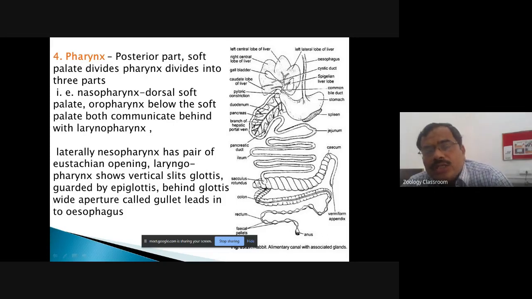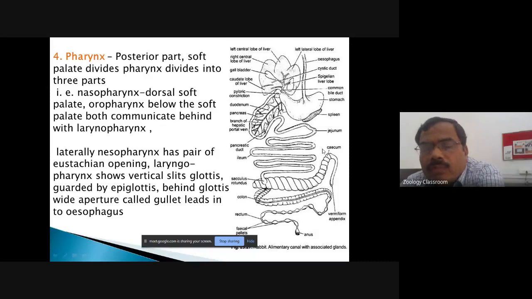So this wide structure is called the sacculus rotundus. Okay, and further it is attached to the cecum. So the cecum shows a spirally twisted, spring-like structure you can see. So this spring-like horizontal structure is known as the cecum. And from the cecum onward, a tubular structure 5 to 6 centimeters long arises, which is called the vermiform appendix.